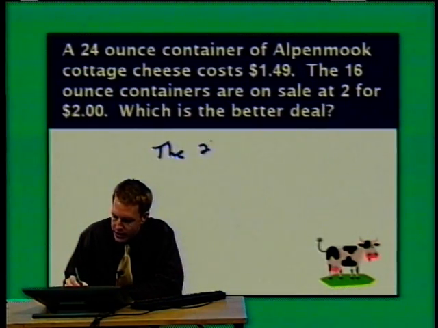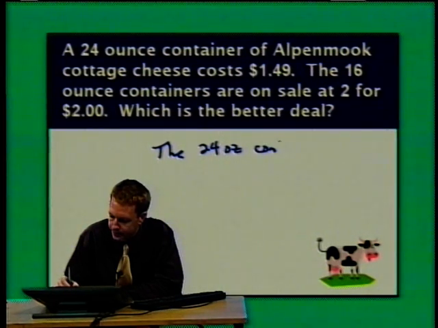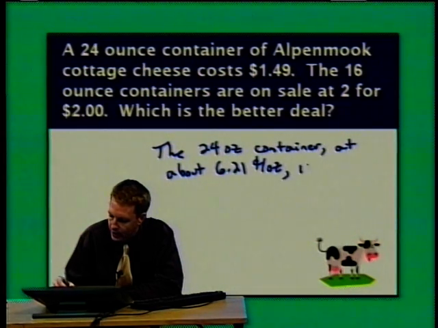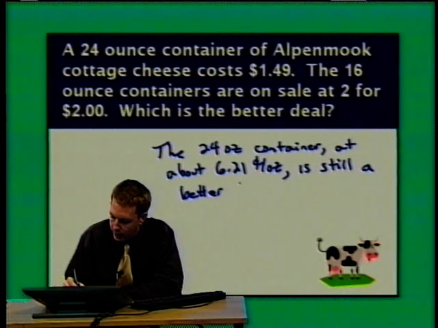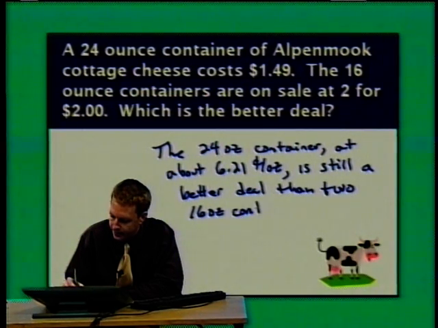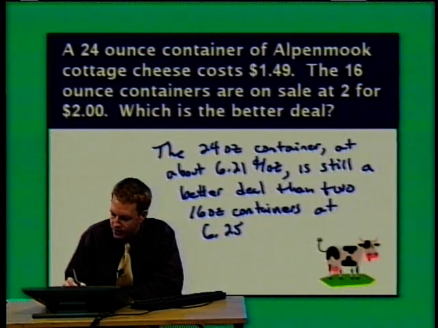The 24-ounce container at about 6.21 cents per ounce is still a better deal than 2 16-ounce containers at 6.25 cents per ounce.